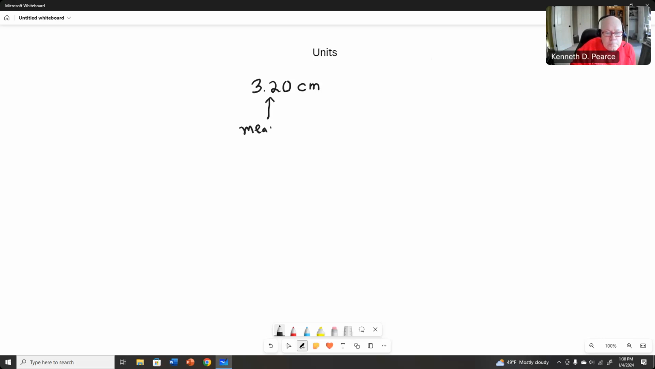It's measured. In other words, I had to pull out a ruler and I actually had to measure it. Now, you have a unit that's attached to it. This is a unit. And since it's C for centi and M for meters, this is 3.20 centimeters, which would be roughly a little over an inch.